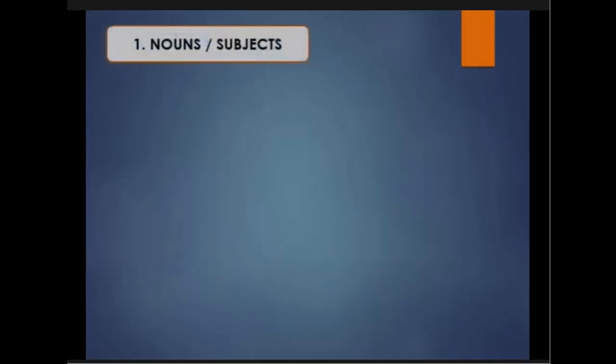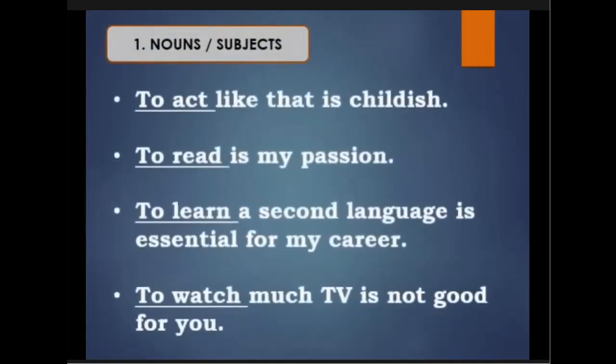For understanding easier, it is essential that you remember the functions of nouns or subjects. Remember that a subject is what or who we are talking about in a sentence. And in this case, the infinitives take the subject position, like in the gerunds. To act like that is childish. To read is my passion. To learn a second language is essential for my career. To watch much TV is not good for you. As you can see, to act, to read, to learn, and to watch are what we are talking about in each example.